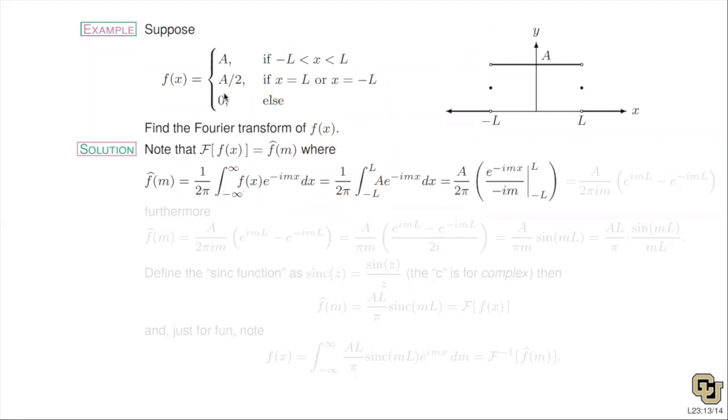And a is just a constant. So here I'm just integrating e to the minus imx in the usual way. So here the antiderivative of e to the u is e to the u. Antiderivative of e to the ux is e to the ux over u. So here I have this divided by minus im.